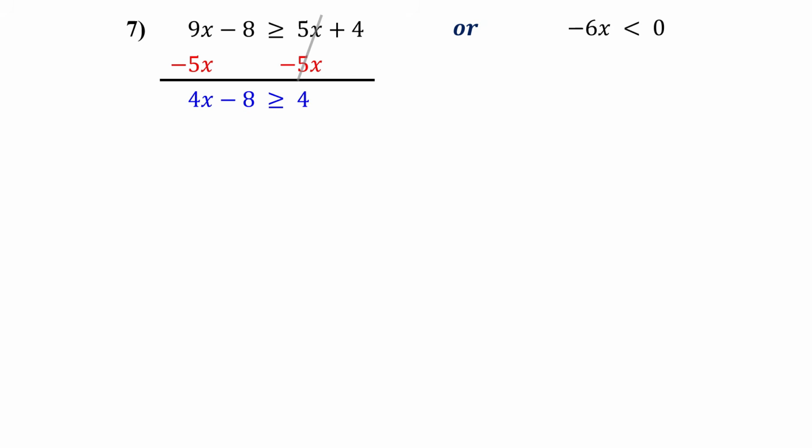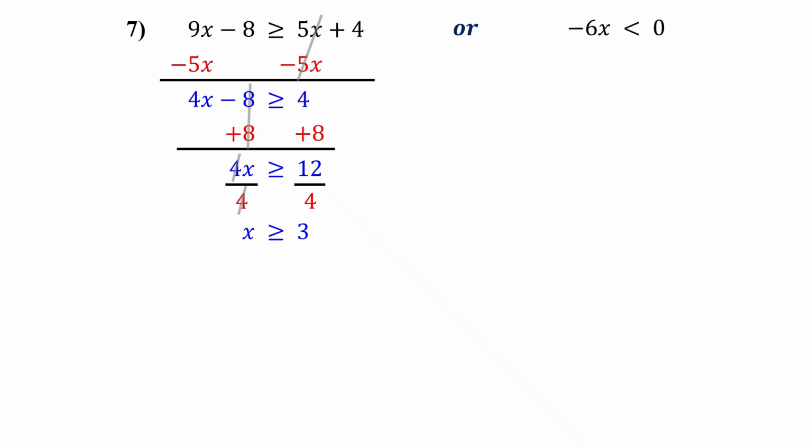Now isolate 4x by adding 8 to both sides. On the left, the 8's cancel out, leaving 4x. On the right, we get 12. Finally, divide both sides by 4 to isolate x. That gives us x is greater than or equal to 3, right? That is the solution to the first inequality.